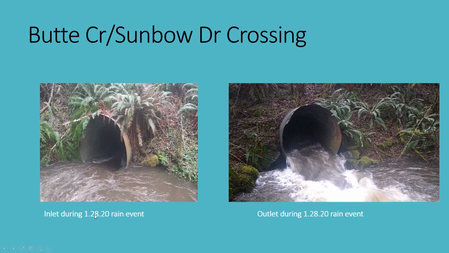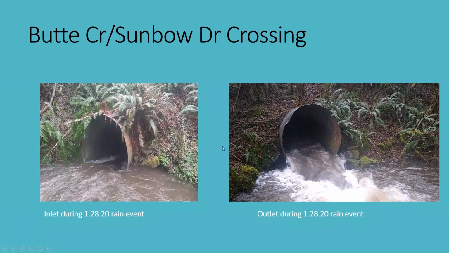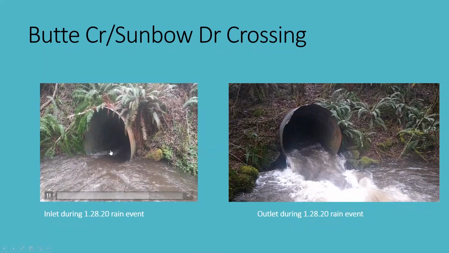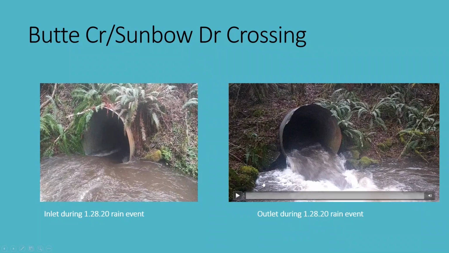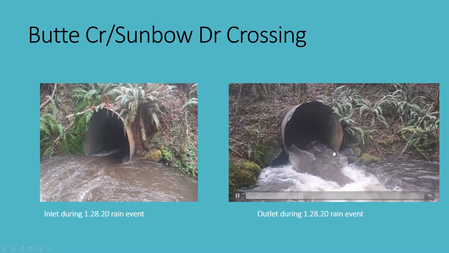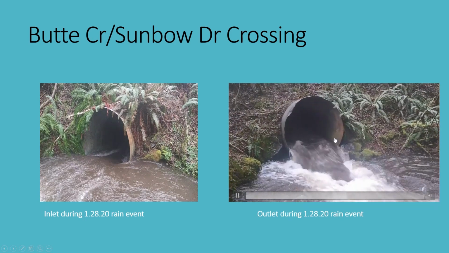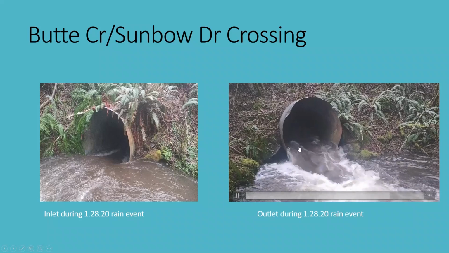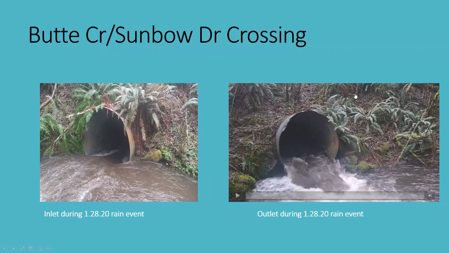And so this was during a rain event in January of 2020. And you can see that water is traveling through very quickly. It's traveling out of the outlet, and you can see the drop over here. And so this makes it very difficult for fish to travel upstream. Currently, our Watershed Council is seeking funding for the design for this project. And so hopefully, if everything goes smoothly, we'll be able to replace this crossing in the summer of 2022.